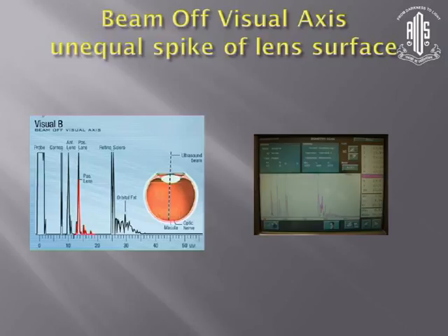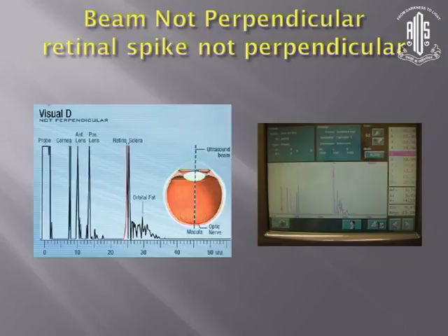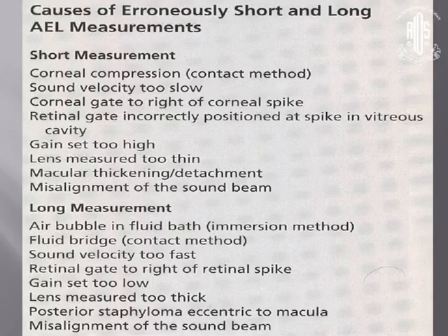If the beam is not on the macula and the optic nerve, you will see that the scleral spike is missing. If the beam is not perpendicular, the retina spike itself won't be perpendicular. So these are certain things which you need to take care of while you are selecting your correct measurements. Causes of error we all know.